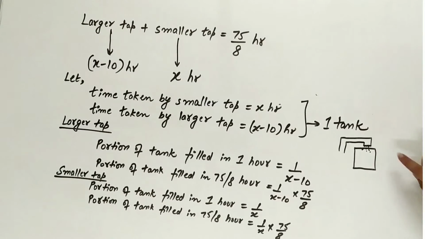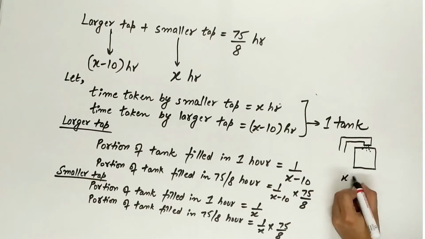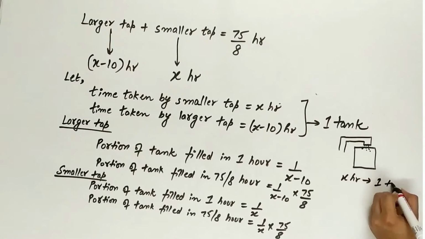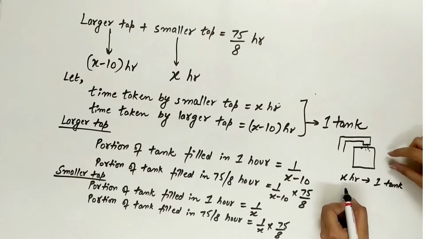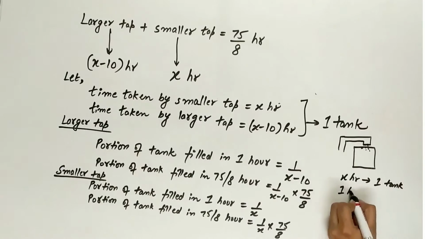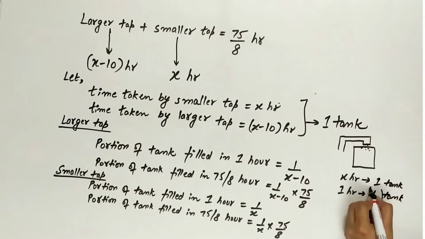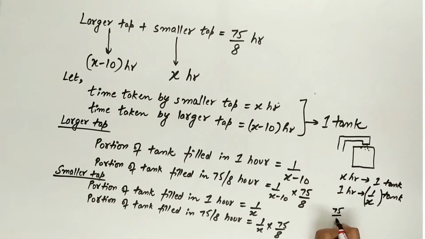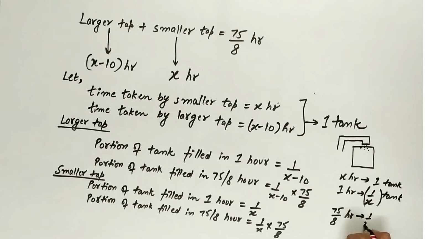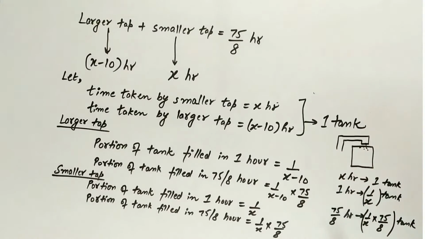Try to understand. The smaller tap takes x hours to fill one tank. How much tank will be filled in 1 hour? 1 by x portion of the tank. And how much tank will be filled in 75 by 8 hours? I hope you understand the equations now.